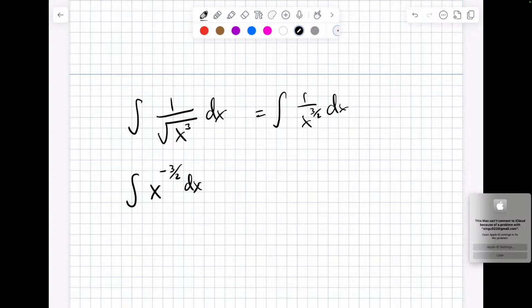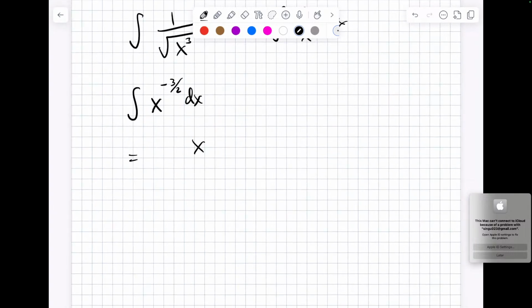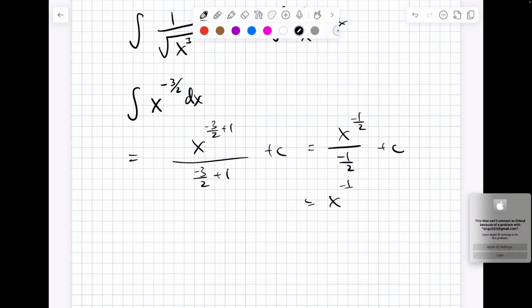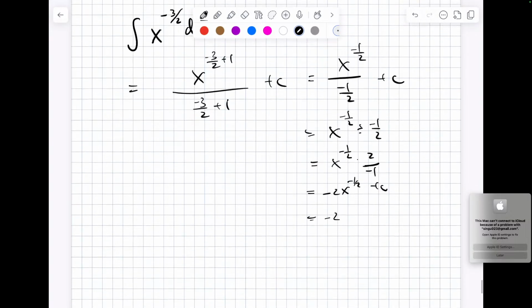Is that okay? So if I integrate this, it's going to be x to the -3 over 2 plus 1 over -3 over 2 plus 1 plus c. Now that's going to be x to the -1/2 over -1/2 plus c. Dividing by -1/2 means x to the -1/2 times 2 over -1. So therefore, it's going to be -2x to the -1/2 plus c. Don't forget the plus c, or -2 over square root x plus c. This is my final answer.